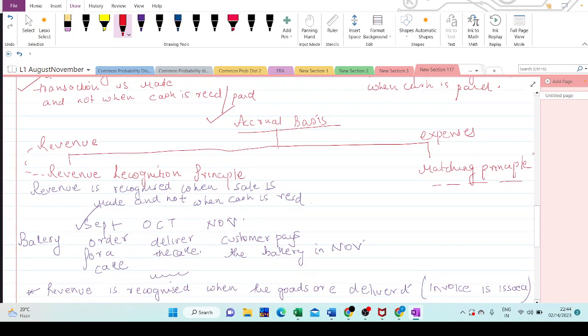Now, what is the matching principle? Expenses are recognized as per the matching principle. And the matching principle basically says that expenses are recognized in the same period as associated revenues.